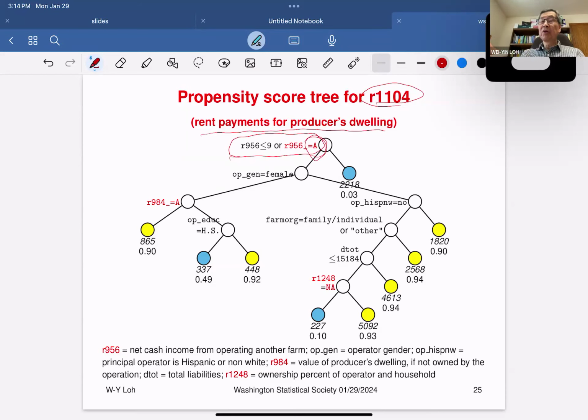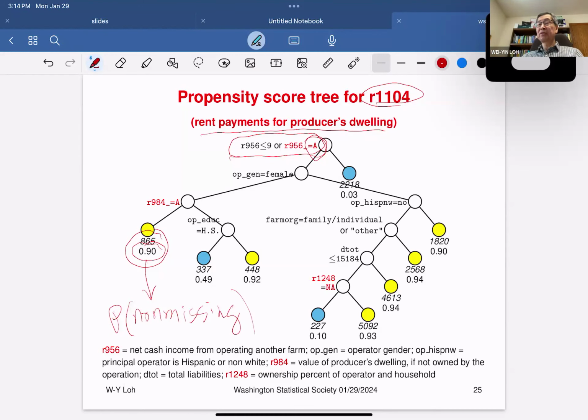but its missing value flag is A, validly missing, then you go to the left, all right? And then at each node, again, the first number is the sample size. The second number now is the probability of Y non-missing. Remember, this is a propensity score, so it's like a logistic regression curve.